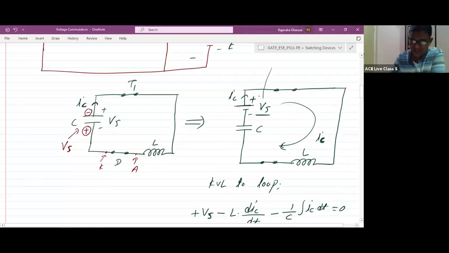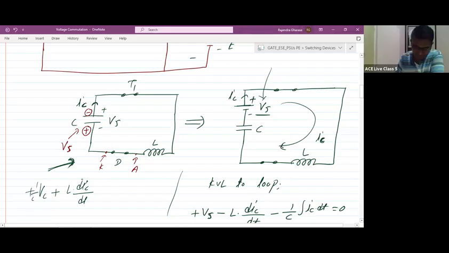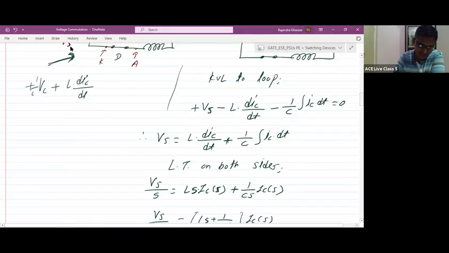Okay. Actually, the thing is what I have done. We are having this circuit actually. If I apply KVL to this circuit, then we will be getting plus VS, or plus VC minus L dIC by dt is equal to 0. But here, let me write VC plus L into dIC by dt, na? So it is 1 by C integration of IC dt that will be there. VC means what? 1 by C integration of IC dt actually.